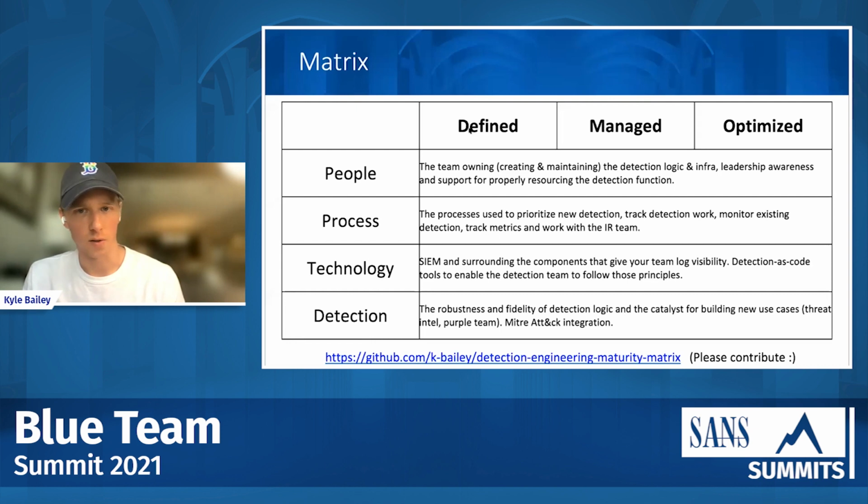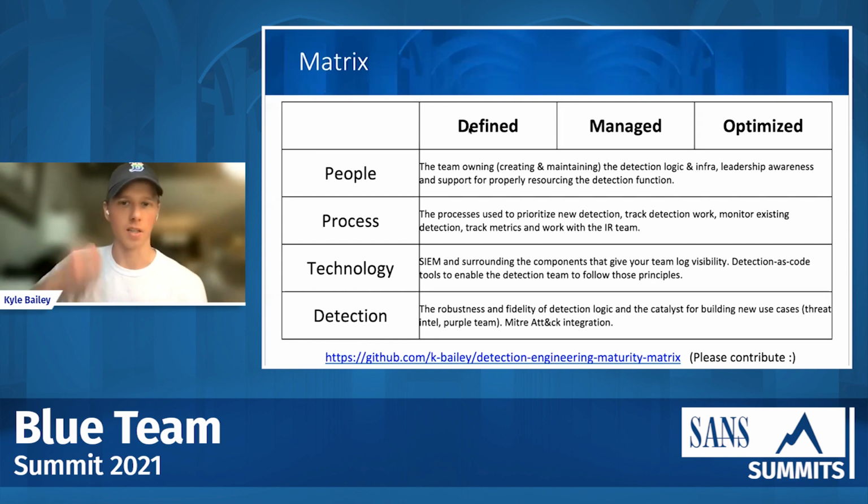Process. So the process used to prioritize new detection, track your work using agile workflows like we talked about, monitoring that existing detection fidelity, tracking metrics, working with the incident response team. Finally, or sorry, not finally, but technologies focusing on the SIEM and surrounding components that give your team the log visibility. So we've talked a lot about the SIEM, but that may also be things like Bro scripts that run on maybe your Security Onion servers, Suricata rules, maybe logic that lives in your EDR. There's a lot of other places where detection logic lives. So I have focused a lot on the SIEM today.